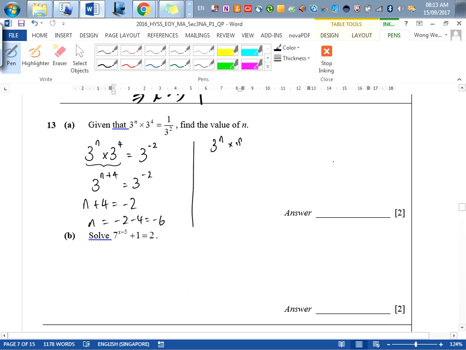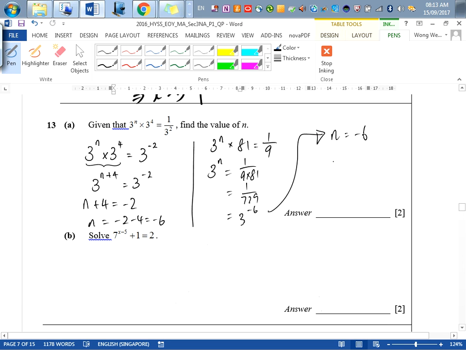Okay, times 81 equals 1 over 9. So 3 to the power n is equal to 1 over 9 times 81, which is 1 over 729. Right? Then you realize that, okay, very difficult to realize it. This is actually equal to 3 to the power of negative 6. Then you continue to say that n equals negative 6.